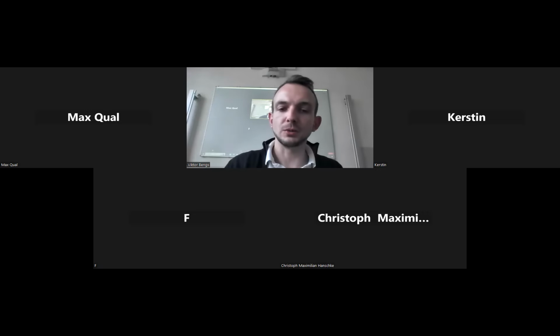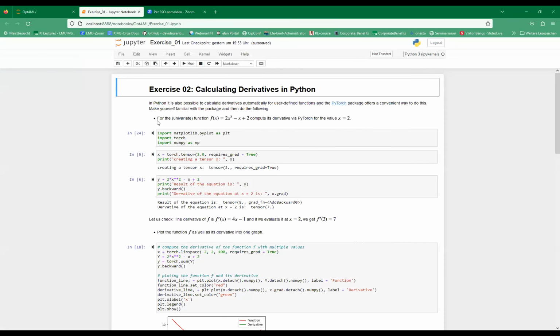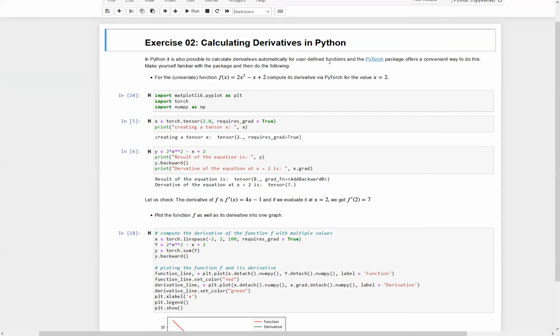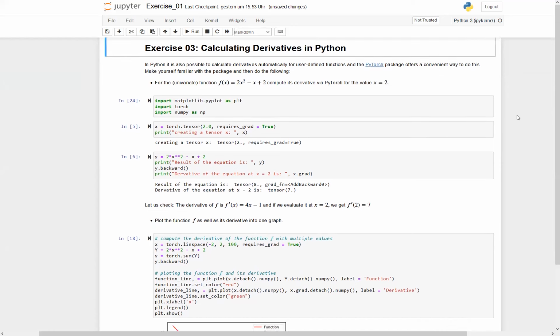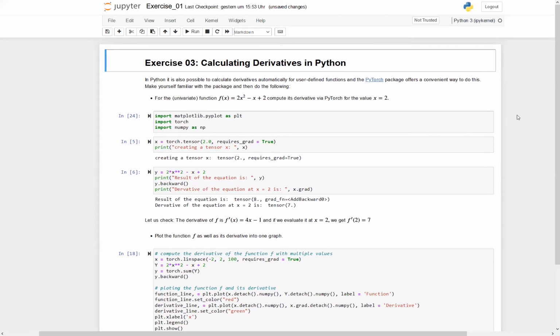It's always important to also have practical exercises, at least in my opinion. This exercise sheet is exercise 3, where you can also calculate derivatives in Python. So good news, you actually don't have to compute derivatives at all. The computer is doing that for you.